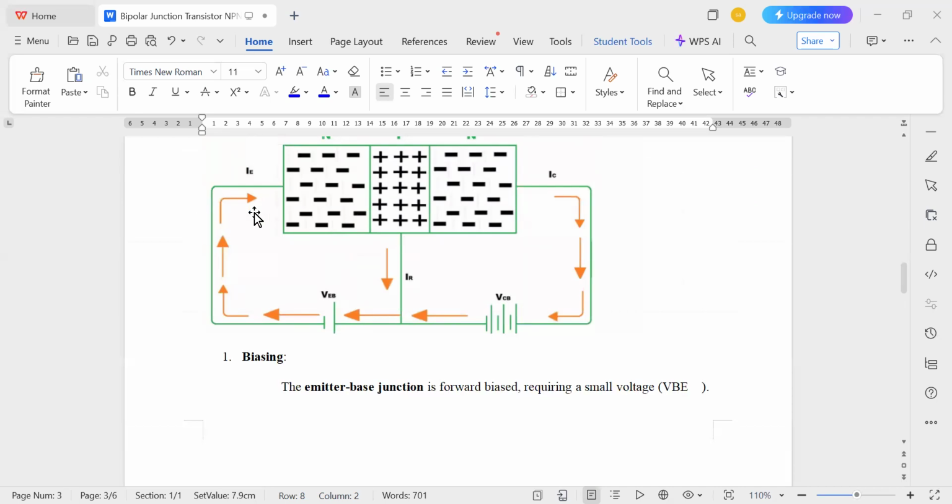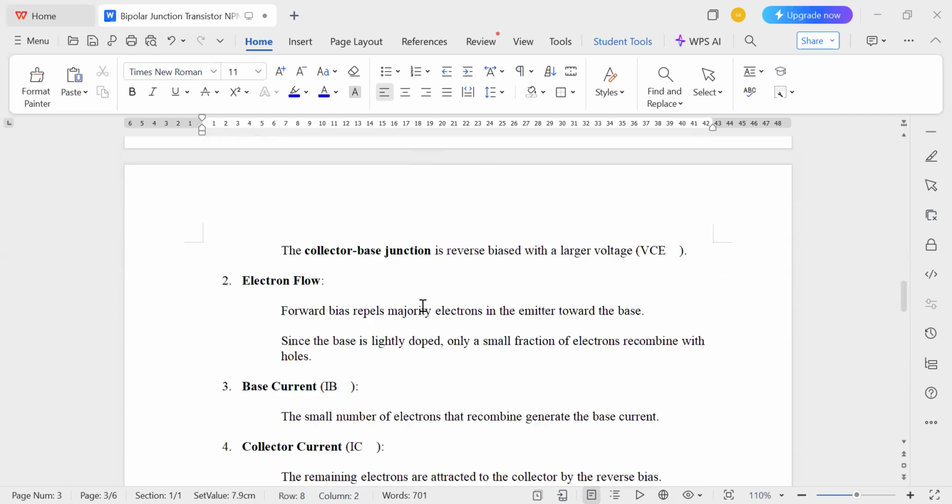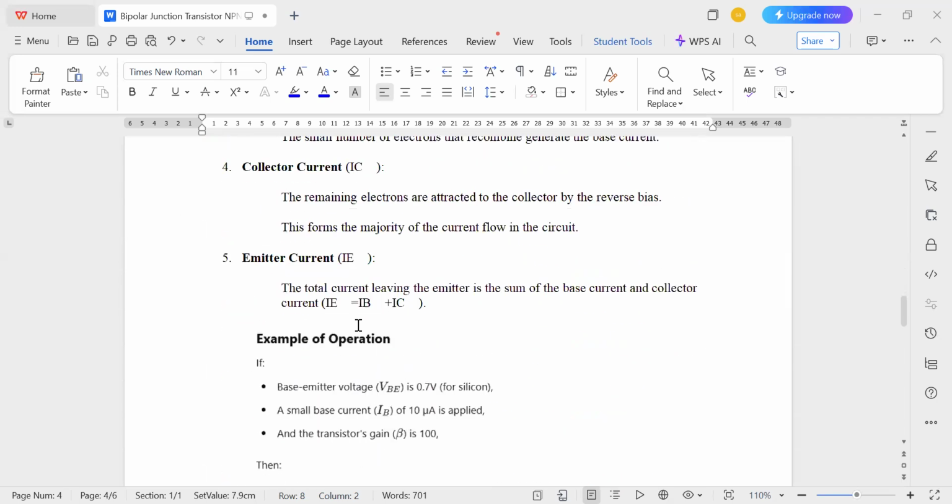See the arrow mark here: IE enters the emitter, and from the base it goes out, and from the collector it goes out. So IE is equal to the sum of the base current and the collector current. This is the main formula in the transistor: IE is equal to IB plus IC.